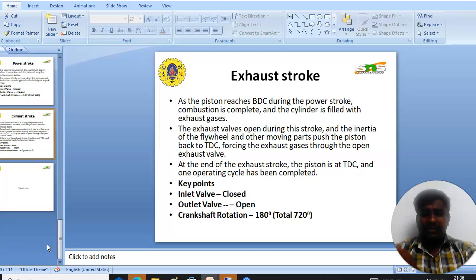The key points of the exhaust stroke are inlet valve closed, outlet valve open, the crank rotation is 180 degrees, totally it is 720 degrees.